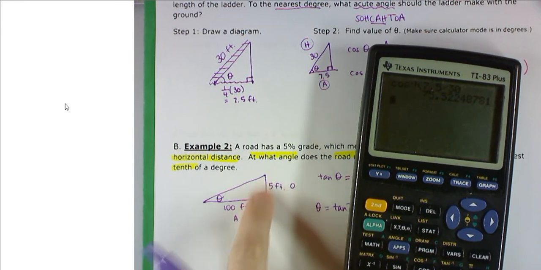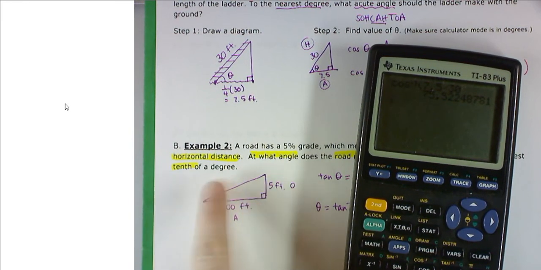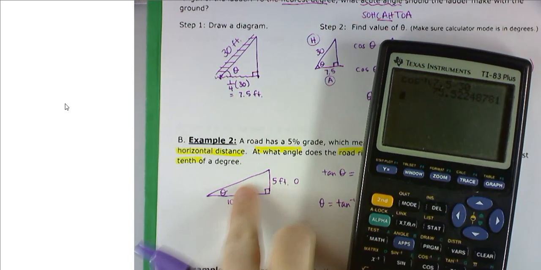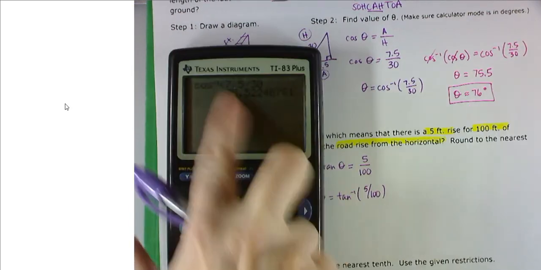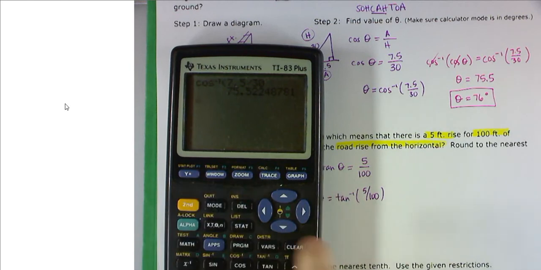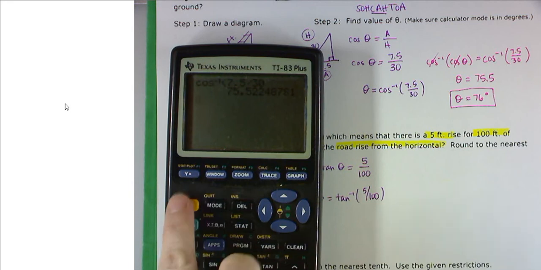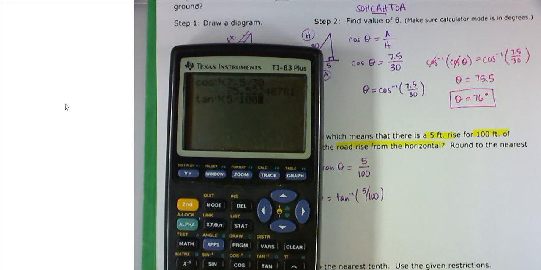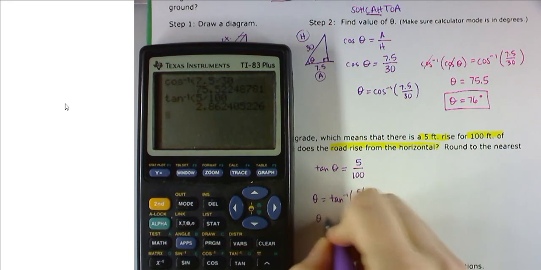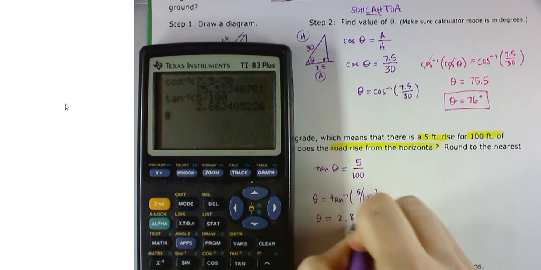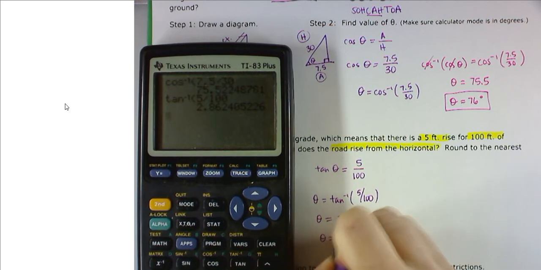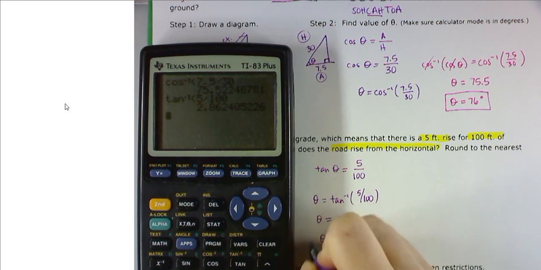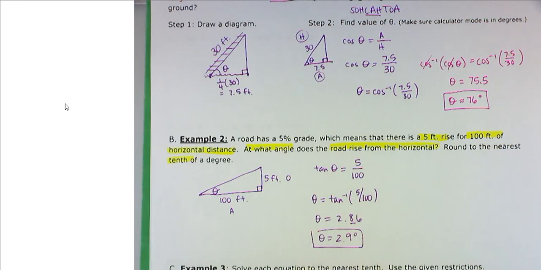You really don't want to see that steep of a rise in the road, especially if you have to bike up it or walk up it. All right, and then your theta value, we had 2.86, so because we're rounding to the nearest tenth, it will be 2.9 degrees. All right, so both of those were based on different skills that you learned in geometry.